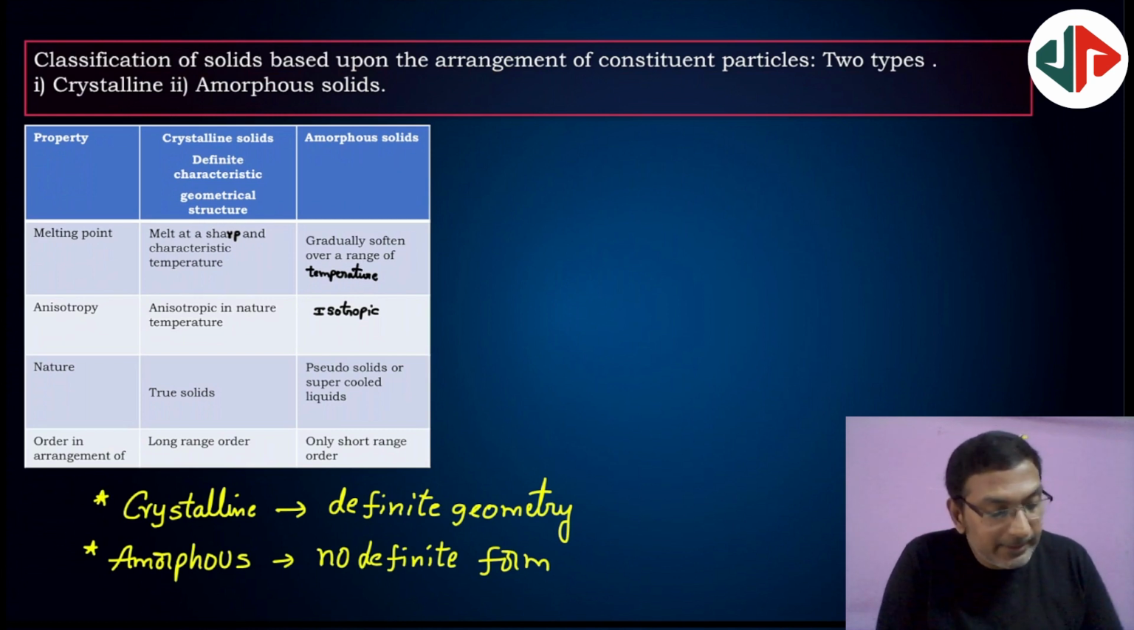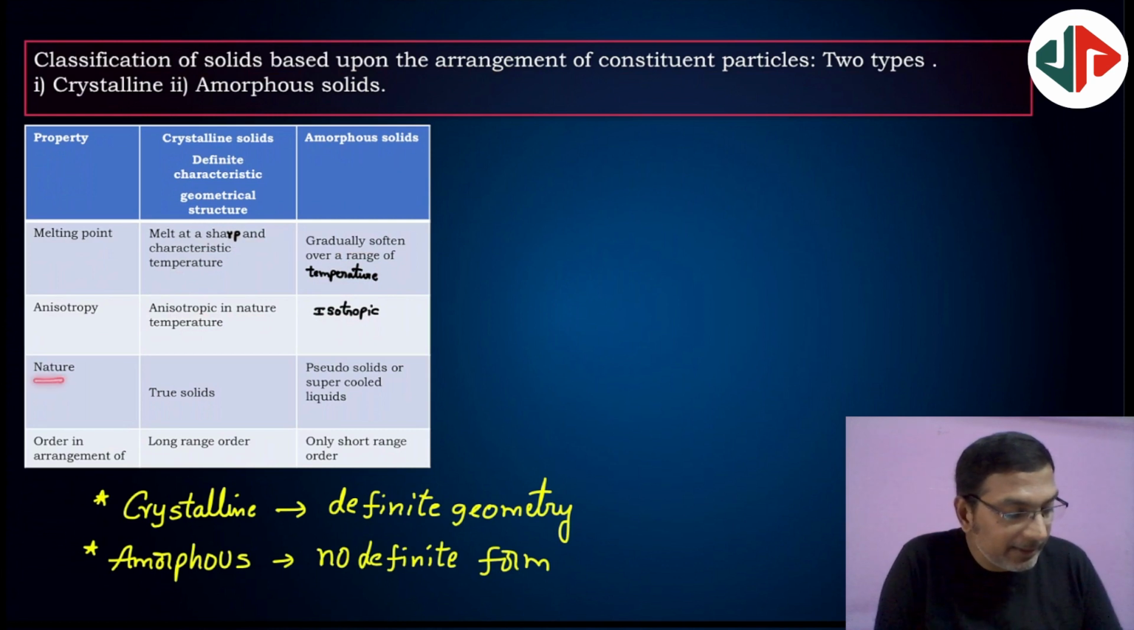Here these are the properties. The first property, melting point. Crystalline solids are having sharp melting point. So for amorphous solids there will be no sharp melting point. These are having a range of melting point. Anisotropic: crystalline solids are anisotropic. That means properties are different at different points or different in different directions. Next, isotropic: amorphous solids are isotropic. That means properties are identical at all points.